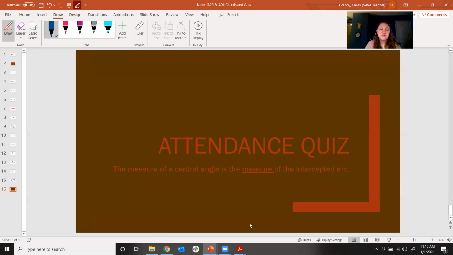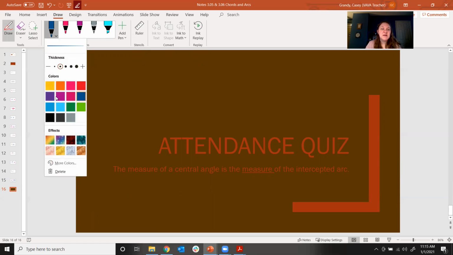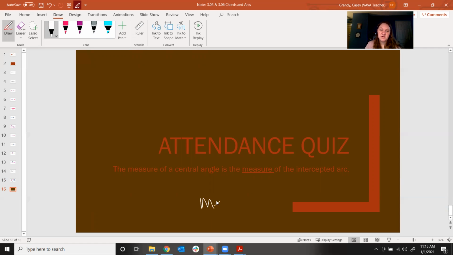Today's attendance word is measure. The measure of a central angle is the measure of its intercepted arc. Measure. You got to spell it right in the attendance quiz. Measure.